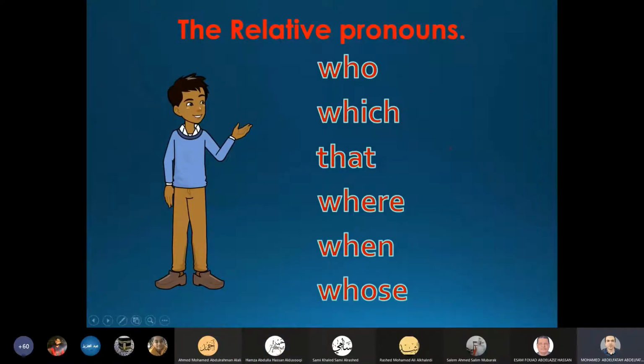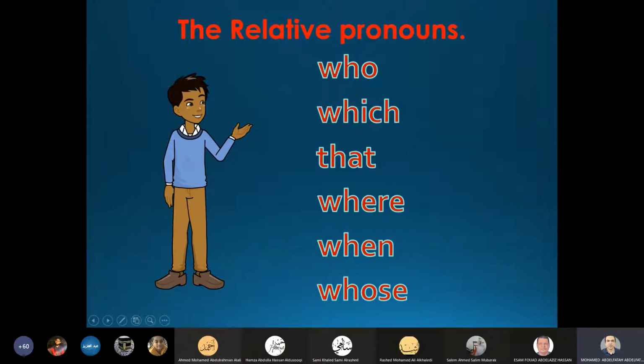Hamza, can you help us read the relative pronouns again? Yes, teacher. How, which, who? No, not how. This is who. Who, which, where, that, when, whose.